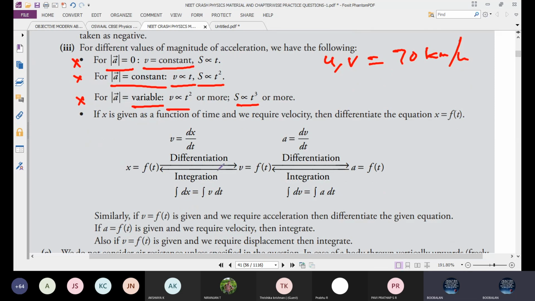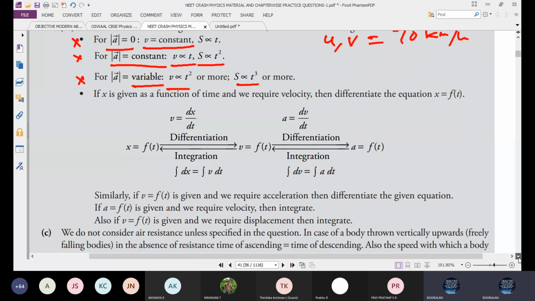Differentiation and integration we'll discuss separately. What is differentiation? What is integral? That topic we'll discuss separately.